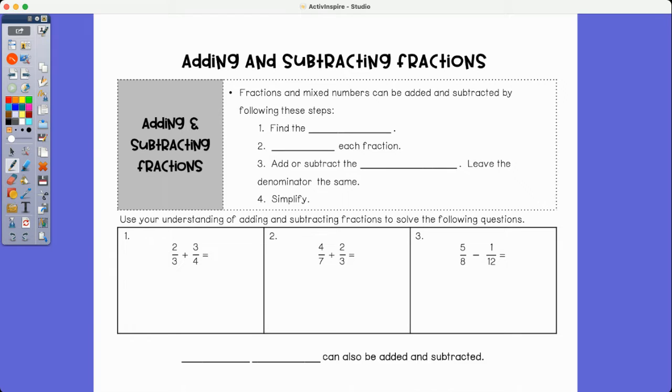So we're going to be working on adding and subtracting fractions. So please make sure you've got your note pages out and you are ready to go.